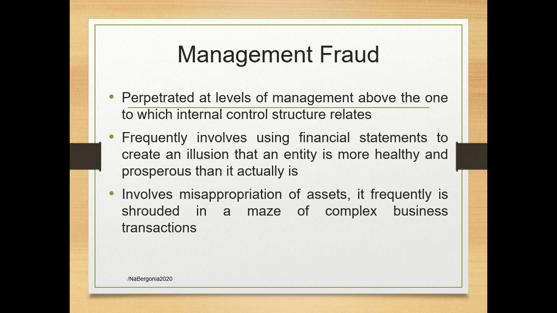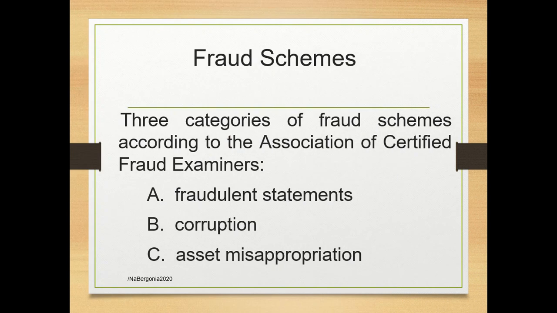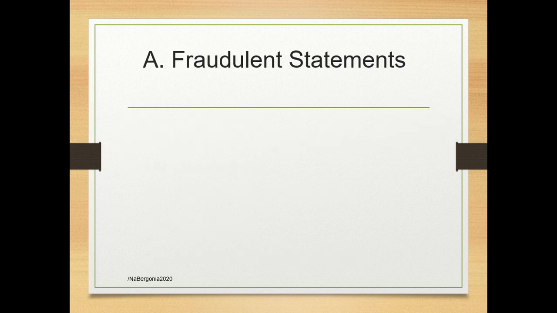Ngayon, how are they doing it, no? These employees at saka management. So let's talk about how they are doing it through what we so-called fraud schemes. So there are three categories of fraud schemes according to the Association of Certified Fraud Examiners. Okay, so we have fraudulent statements, corruption, or even misappropriation of assets. So isa-isahin natin sila. So let's start with the fraudulent statements.